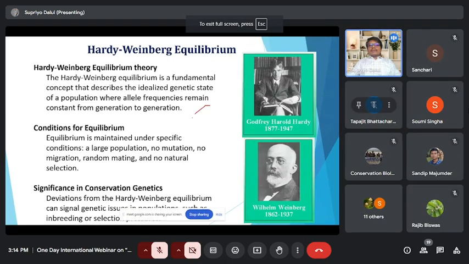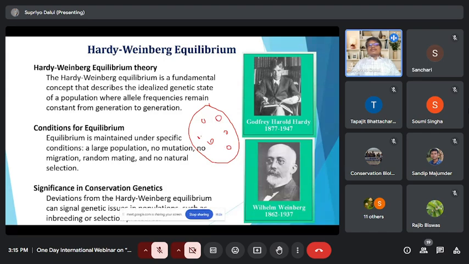So what they imagined is a large population. This should be a closed population, a large population, and there should be a large number of individuals in this population. Imagine this circle as a huge population, and these are the individuals in this population. According to their theory, the genetic variation or the allelic frequency of these individuals will remain the same if no external forces are acting on this population.